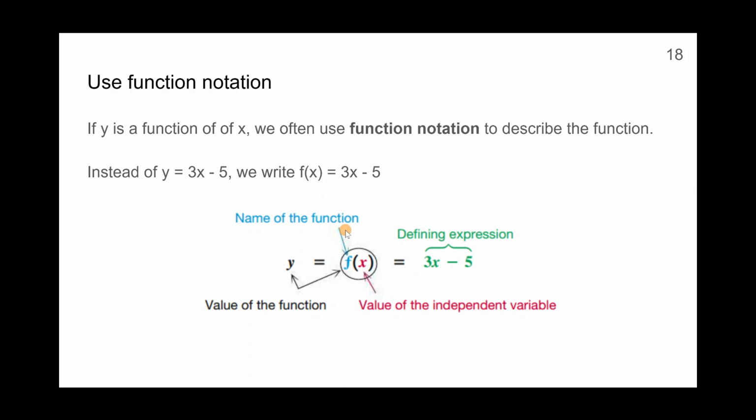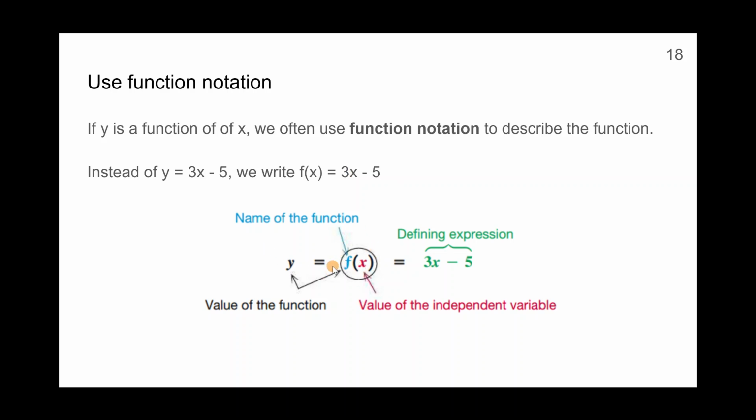All right, so a couple things. The name of the function will be the letter. So in this case, the function's name is f. It could also be g or h, or really even a Greek letter like phi. The value of the independent variable goes inside the parentheses. The defining expression is the rule that that function follows. It's on the other side of the equal sign from the name of the function.